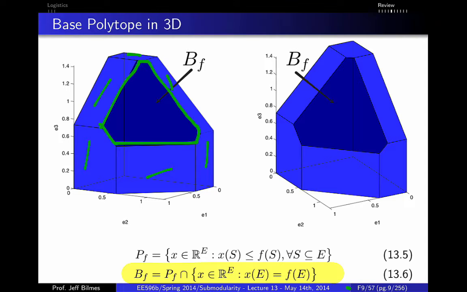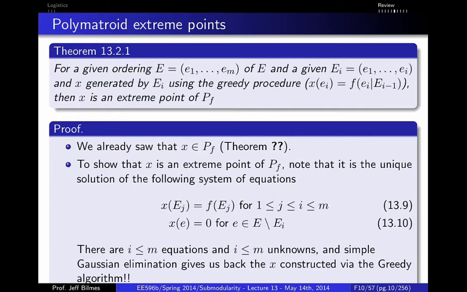Is that a coincidence for this particular case? Do you think? No. It turns out that it's a necessary requirement, and we will look at the proof of that. And we also saw that extreme points are generated by the greedy algorithm. So if you're an extreme point, you have to be generated by greedy, by some ordering. And if you're generated by greedy in terms of some ordering, you're extreme. And we get that by Gaussian elimination.